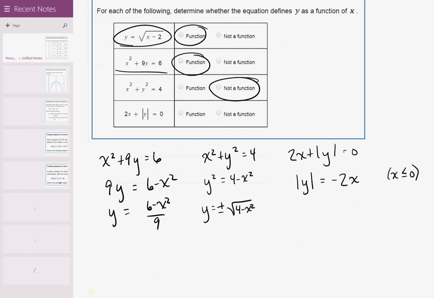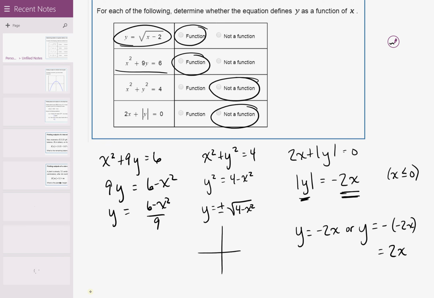And then we're going to apply the definition of absolute value, which is that the thing inside the absolute value, which we do not change, is equal to positive or negative of this. So y is equal to negative 2x, or y is equal to, this is or, negative of negative 2x, which is just 2x. And that's two solutions, not one solution. So that's not a function.